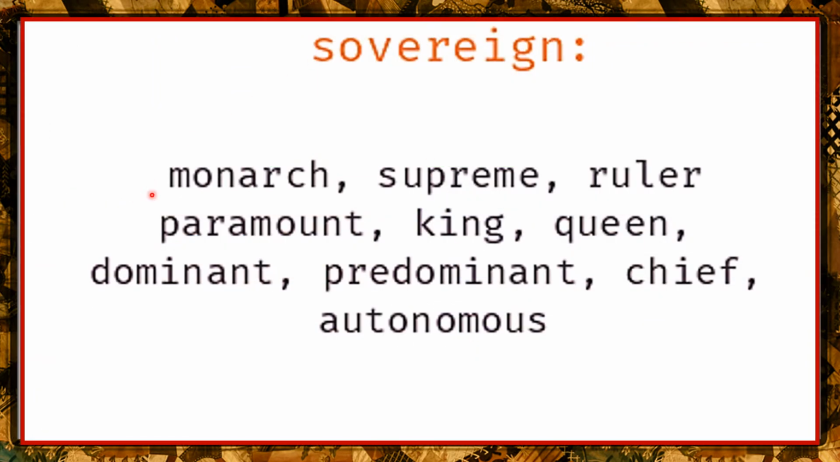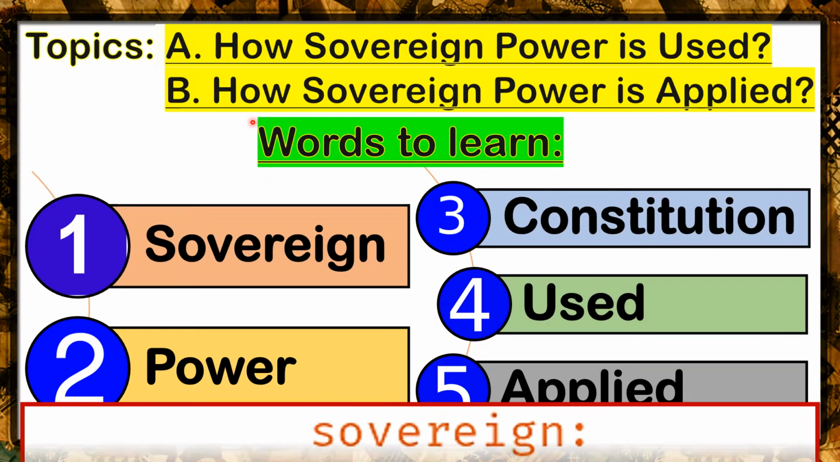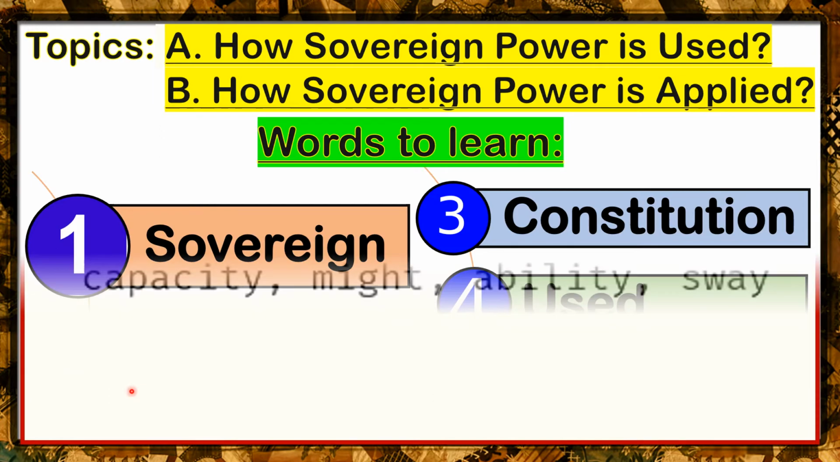Sovereign, it means monarch, supreme, ruler, paramount, king, queen, dominant, predominant, chief, or autonomous. Class, let's take supreme, king, and queen, and monarch as the meaning of sovereign. Meaning to say they are the highest person or people in a certain nation, a certain kingdom, or a certain country.